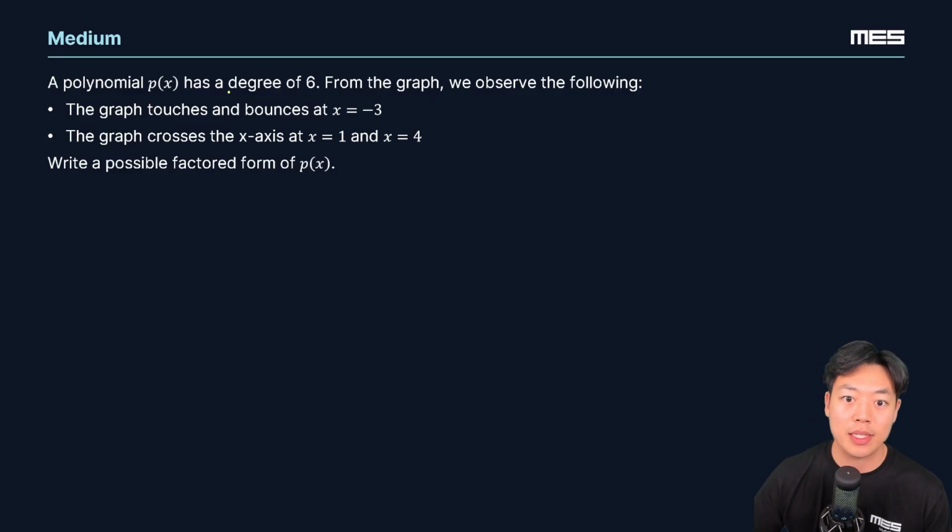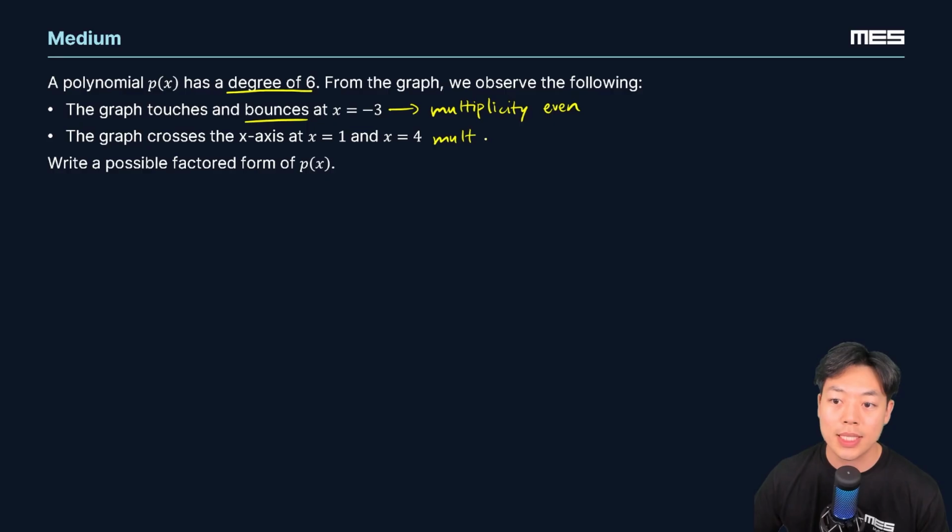So from the graph, we know that the degree is 6. We observe the following. The graph touches and bounces at x equals negative 3. So x equals negative 3 is a root, but now we know that the multiplicity, the number of times this root occurs, is even because it bounces at the x-axis at x equals negative 3. Now the graph crosses the x-axis at x equals 1 and x equals 4. That means the multiplicity here will be odd. So what do we mean by this? P of x has roots negative 3, positive 1, and positive 4.